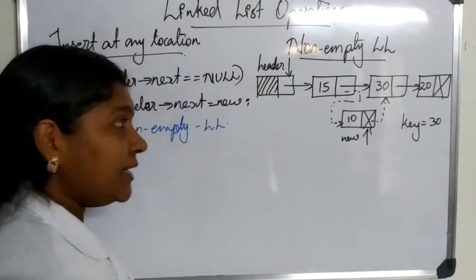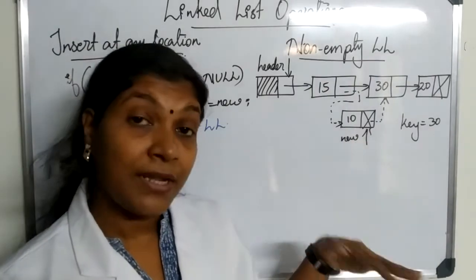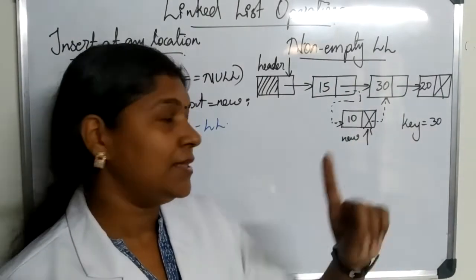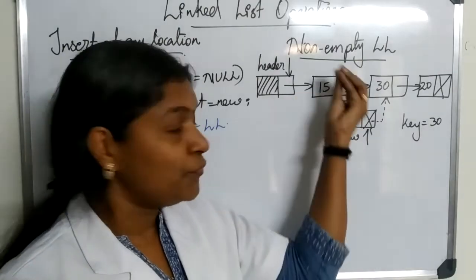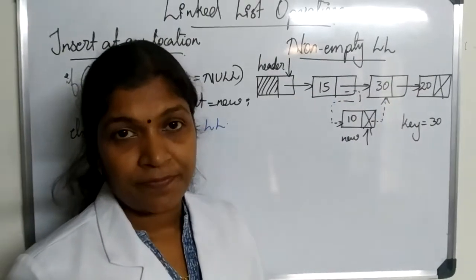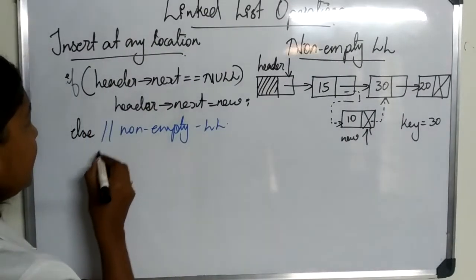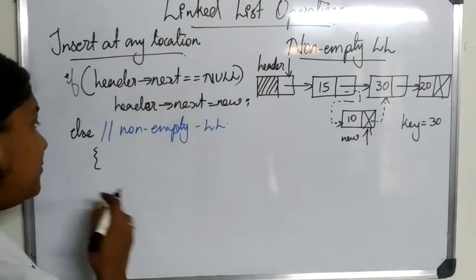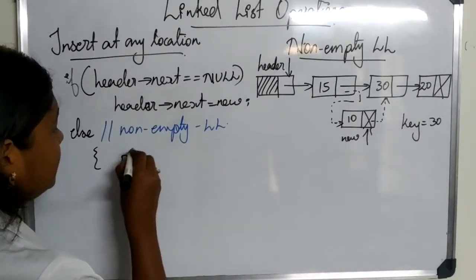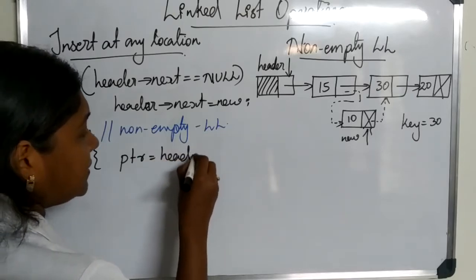Okay, and here in addition to using a temporary pointer, we are doing one more thing, that is, we are making another pointer to follow our first pointer. And what is the need of that? I'll explain. See, for that, a number of lines of code are coming, so I'm putting the brace. So I'm writing ptr is equal to header dot next.